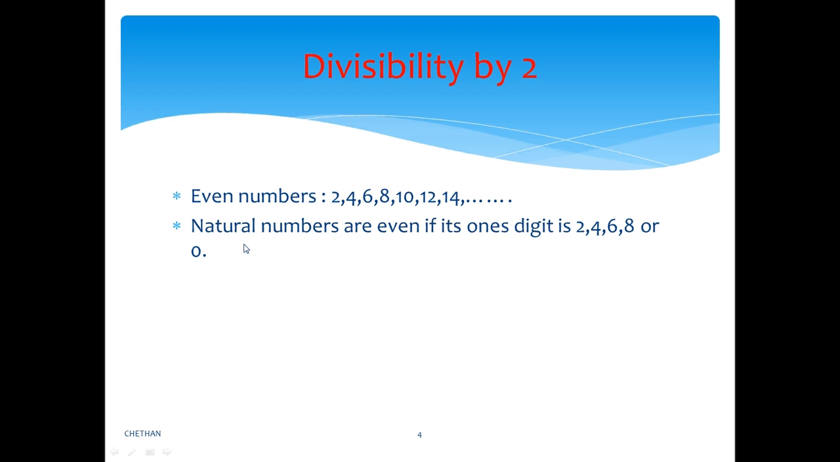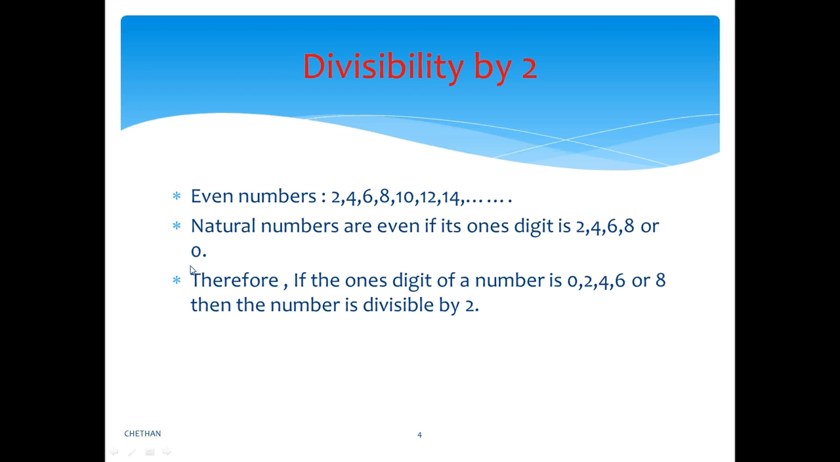See, natural numbers are even if the ones digit ends with 2, 4, 6, 8 or 0. Natural numbers means 1, 2, 3, 4, 5, 6, all the numbers, but those numbers ending with 2, 4, 6, 8 or 0 are called even numbers. We are seeing here even numbers, no?